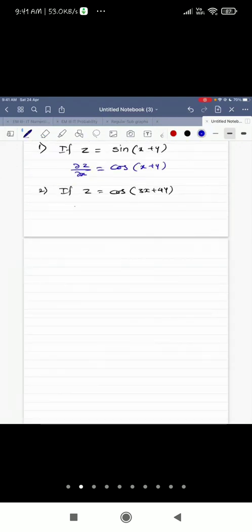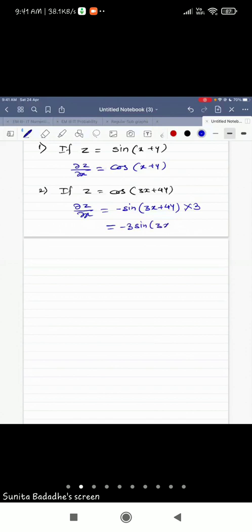Now what is dabba z by dabba x? Now derivative of cos is minus sine. It is 3x plus 4y as it is. But now see, we have to use the chain rule, right? What is the chain rule? Now x is multiplied with 3. So we have to multiply this answer by 3. So my answer will be minus 3 sine 3x plus 4y. Okay.